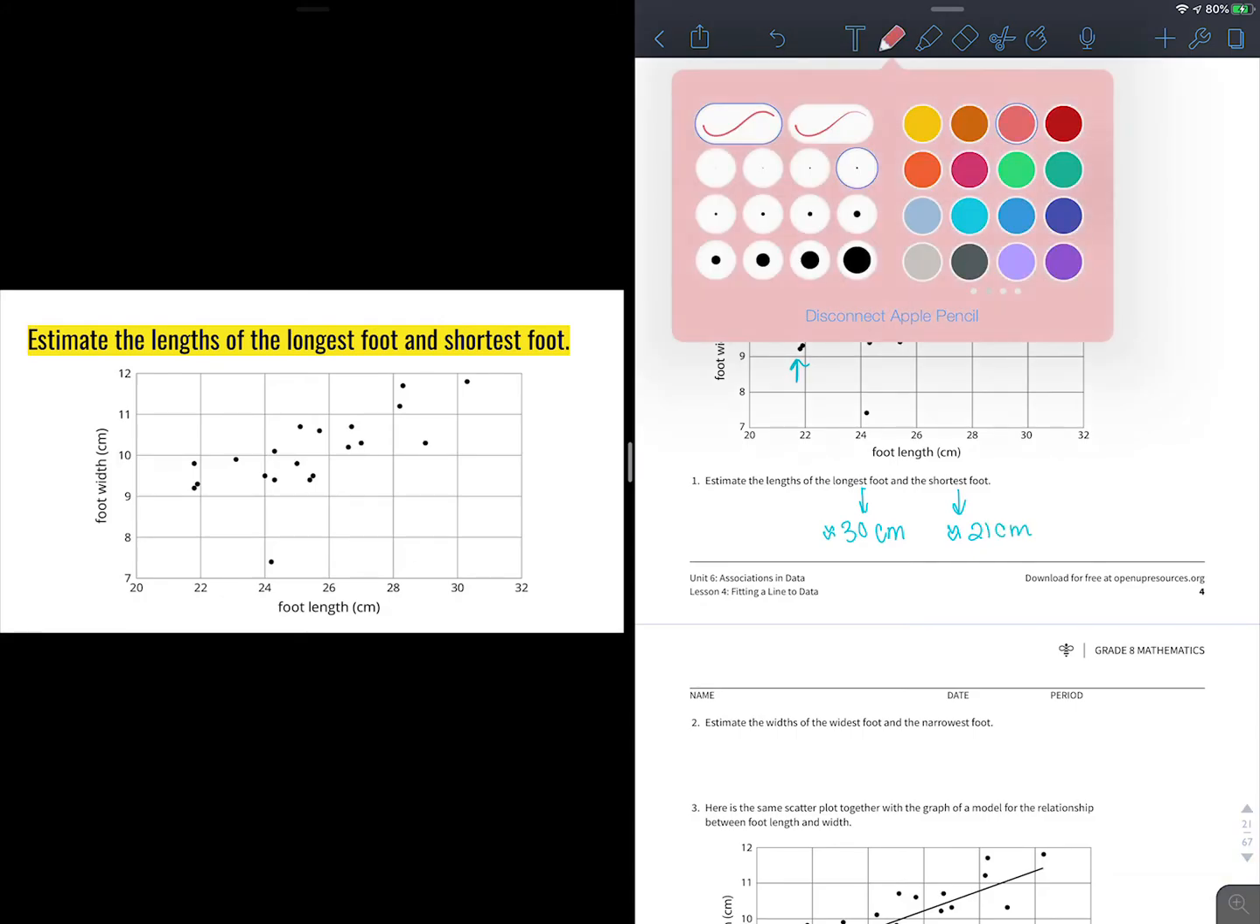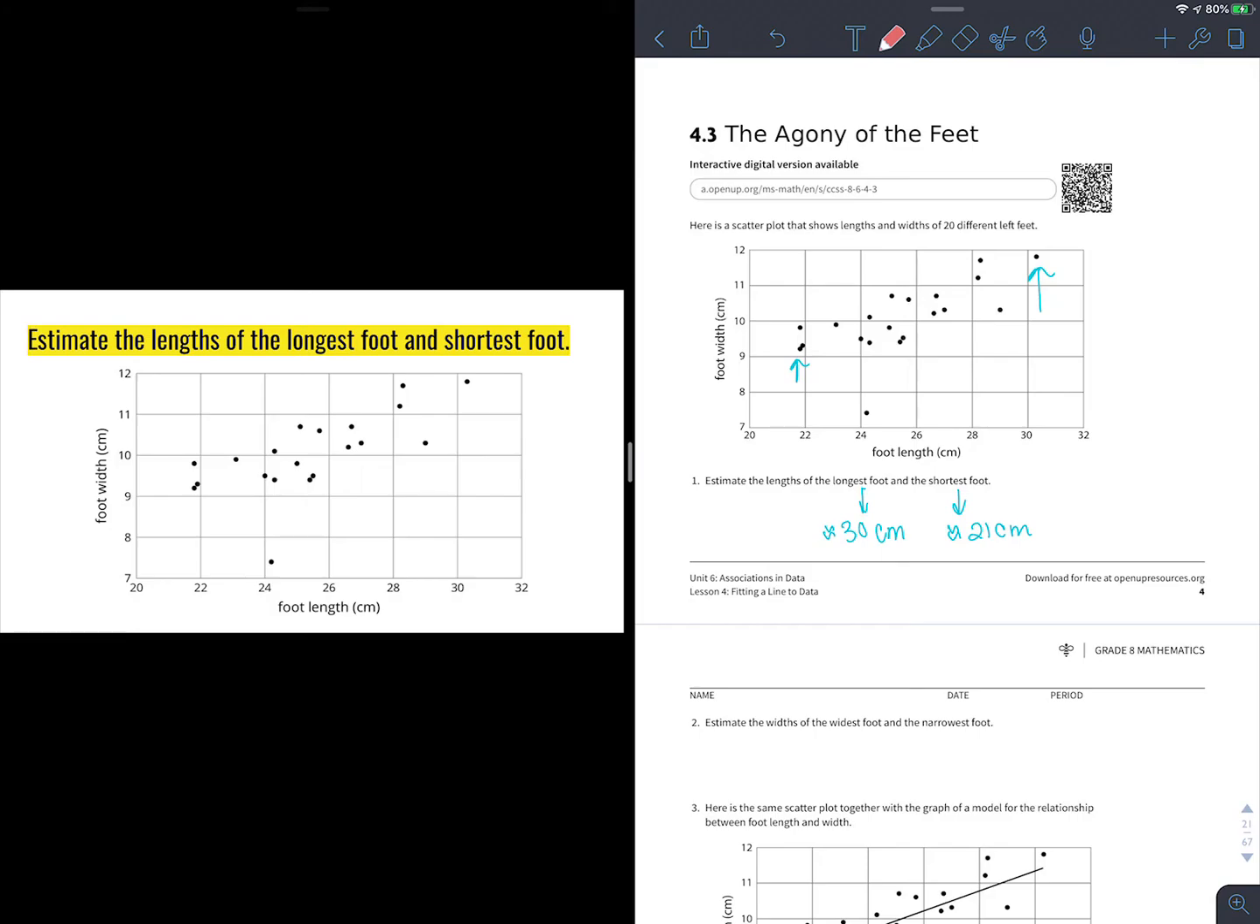And then we're going to do the same thing in estimating the width. So I'm looking at the widest foot and the narrowest foot. So again, that same point falls right around here. So it's a little under 12. So I might say it's close to maybe 11.9 centimeters. And then my narrowest foot, let's see, falls somewhere around here again. And that's probably going to be maybe 9.3 centimeters.